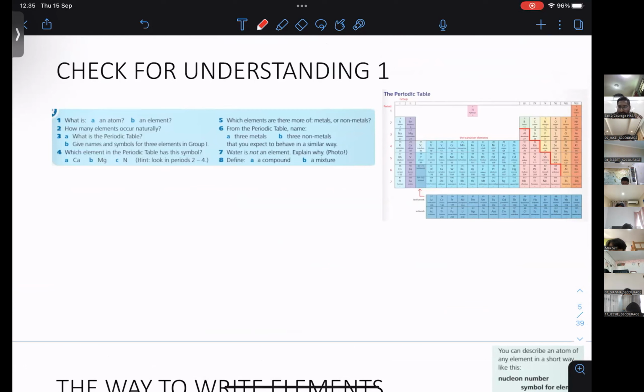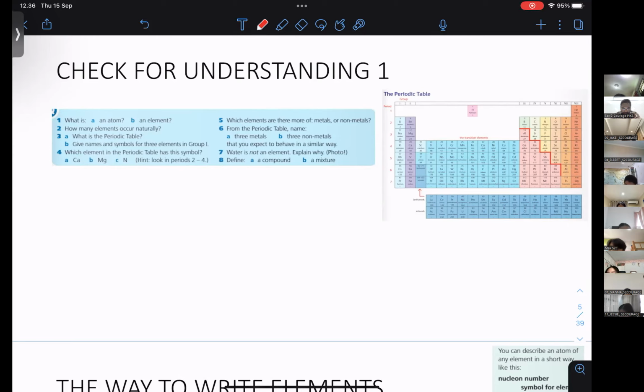Check for understanding. Maybe I will call some of you. So what is an atom? Terence, can you tell me what is an atom? Try. Terence, are you there? Max, what is an atom? Hurry up. We're supposed to go very fast and suddenly now we are stopping. Hurry up. It's a particle of matter.